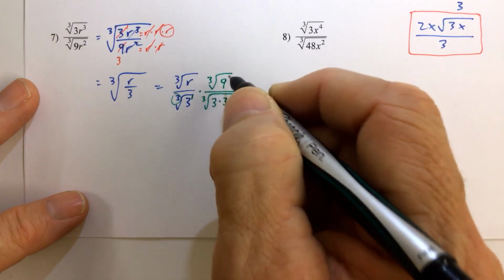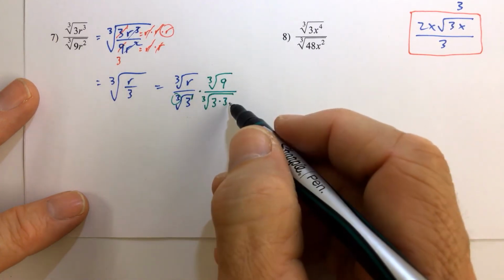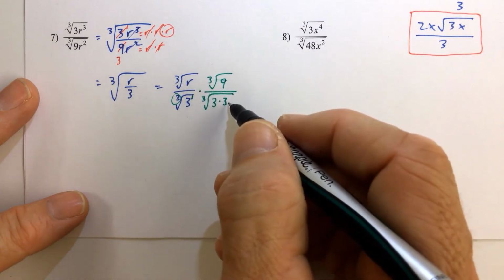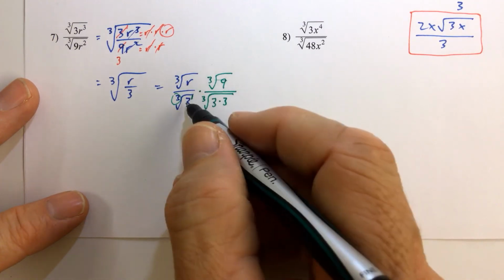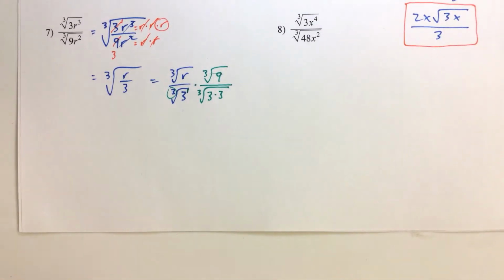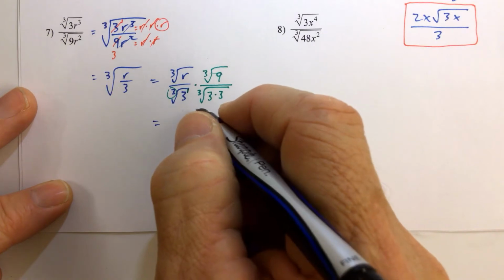Cube root of 3 times 3. I'll put 9 up there. 9 is equal to 3 times 3. I just wrote it as a 9 up there because I knew I'd be multiplying it by the r, and I wrote it as 3 times 3 down here just to emphasize the fact that now we have a group of 3 and we get to pull it out. So that's kind of a tricky little thing we had to do there.